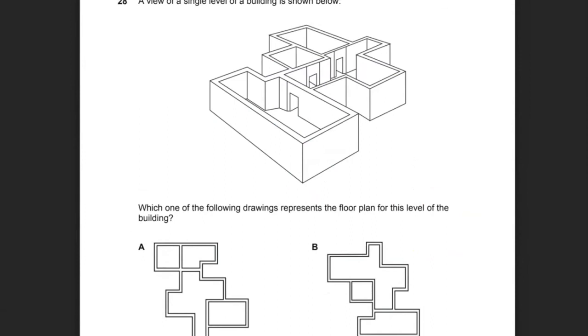A view of a single level of a building is shown below. Which one of the following drawings represents the floor plan for this level of the building? All right, so you're looking at a 3D image and you have to translate it into a 2D image, right? So it goes from 3D into 2D. Or essentially what you're doing is a bird's eye view. So imagine you're looking from the top over this building, and you have to now visualize what the floor plan might look like.